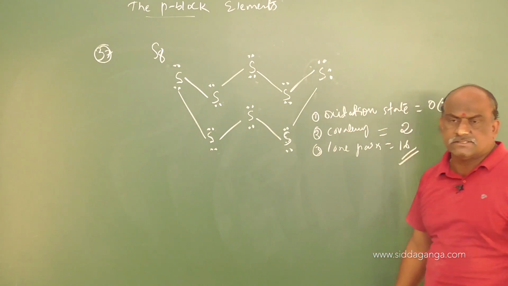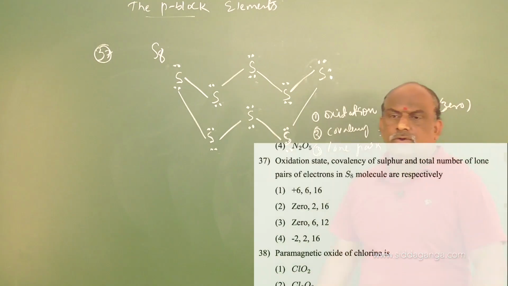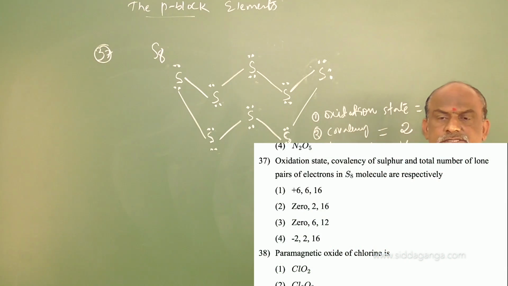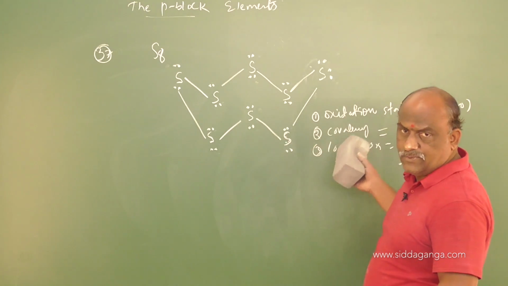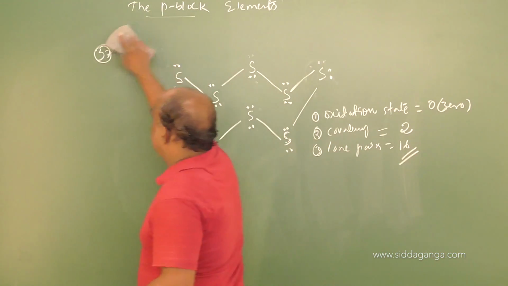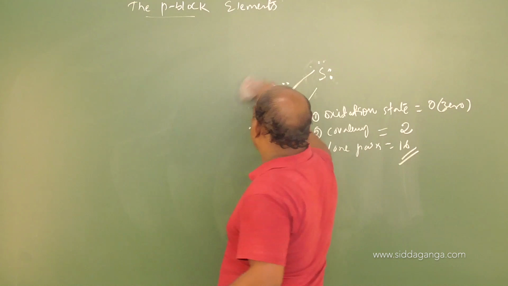So the answer is 0, 2 and 16. 0, 2 and 16 is the second option. The second option is the right answer for question number 37. So draw the structure and find the answer like this only. Clear? After this, next one.